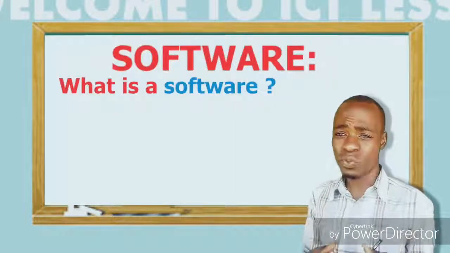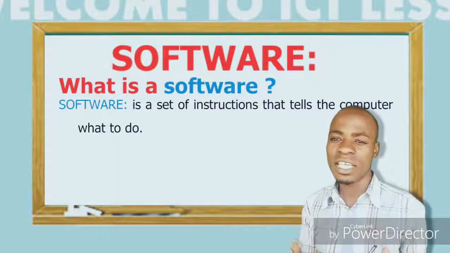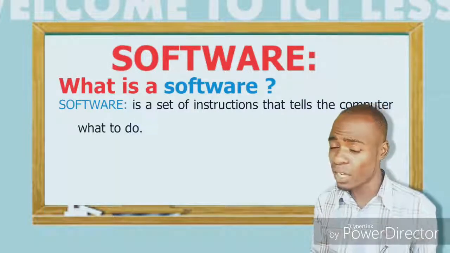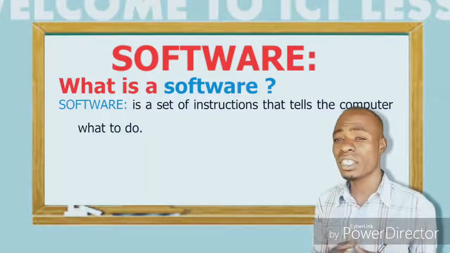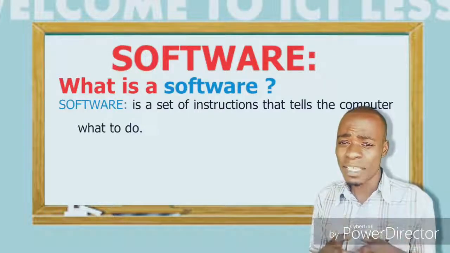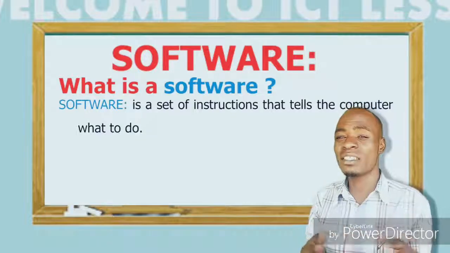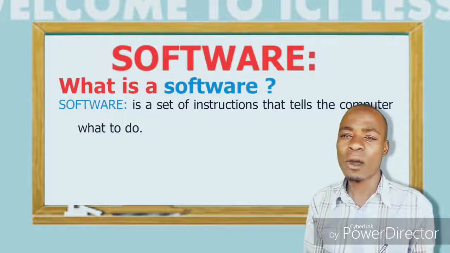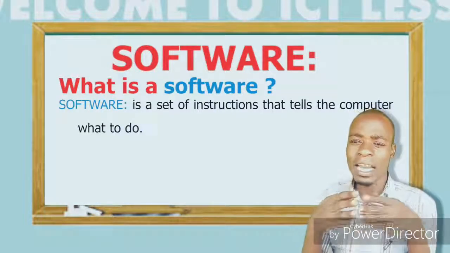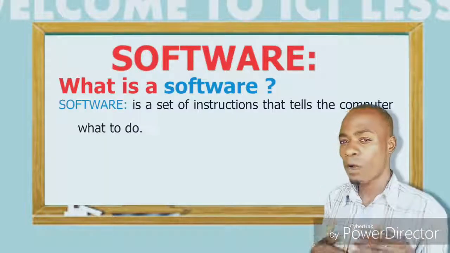Now, what is a software then? A software is a set of instructions that tells the computer what to do. This means that a software, we cannot see, but we can only see things happening. We cannot see how we think, but we just are alive to say we have done this out of our mind. So that's how a computer also works.